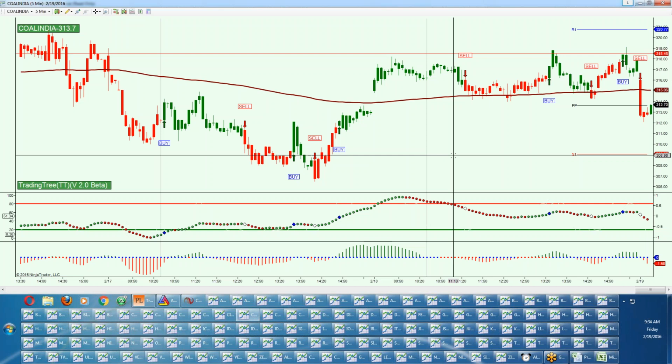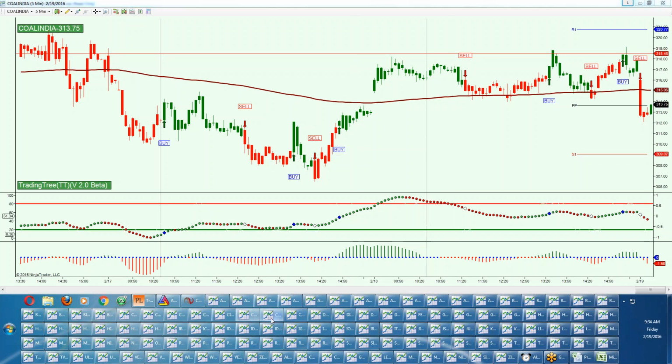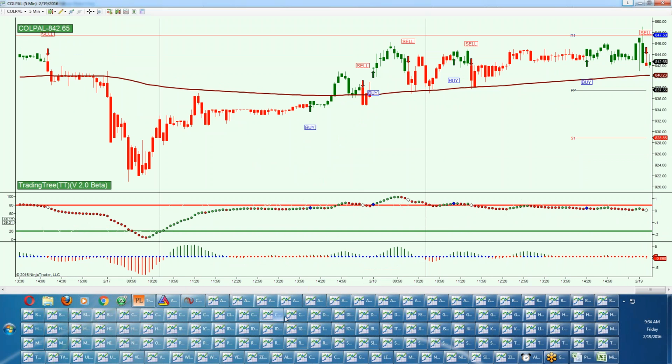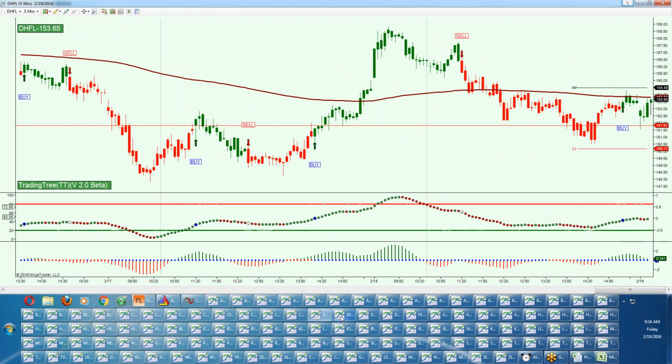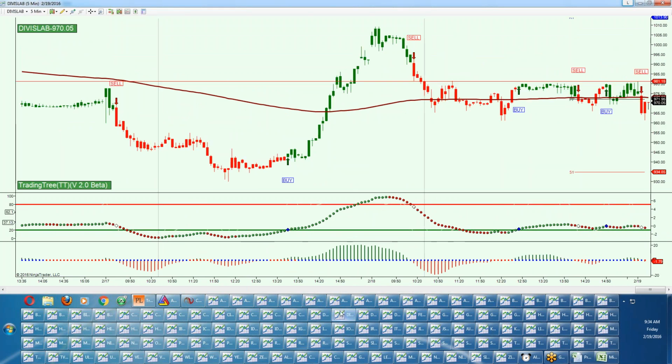And Nifty is sort of recovering from its gap down open. Now it is at 7185. It's Coalpal, Crompton Greaves, DHFL. Divis, you can short it here, 960.60.